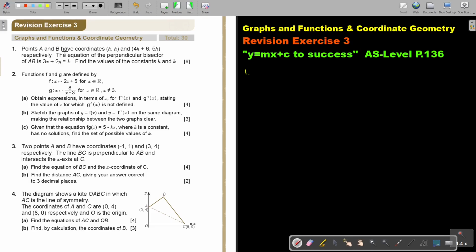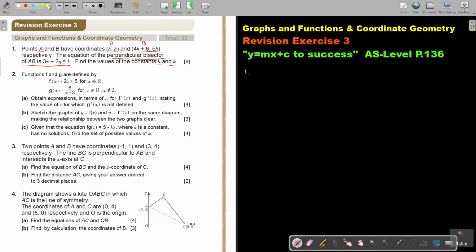Points A and B have coordinates (h, h) and (4h plus 6, 5h) respectively. The equation of the perpendicular bisector of AB is 3x plus 2y equals k. So just remember, this is the perpendicular bisector of AB. There is A and there is B. Find the values of the constants h and k.